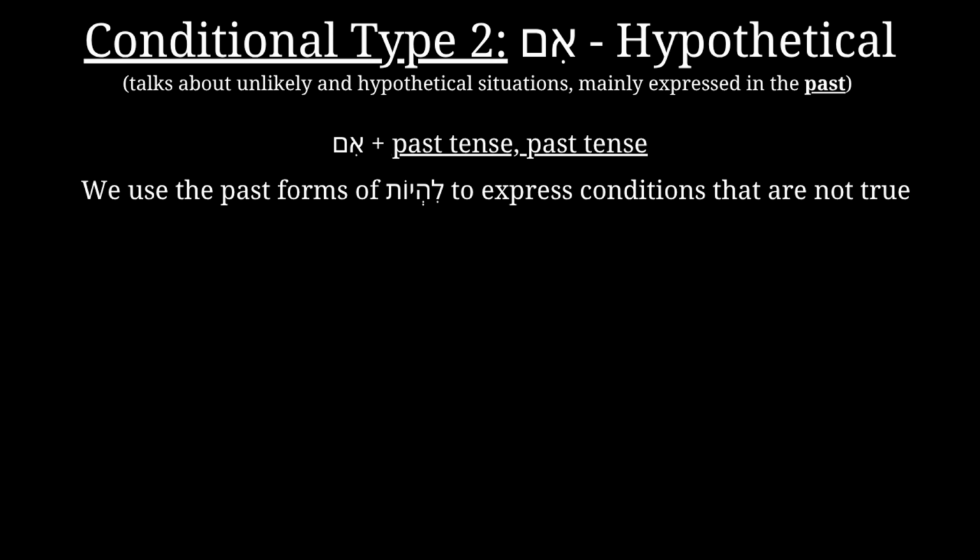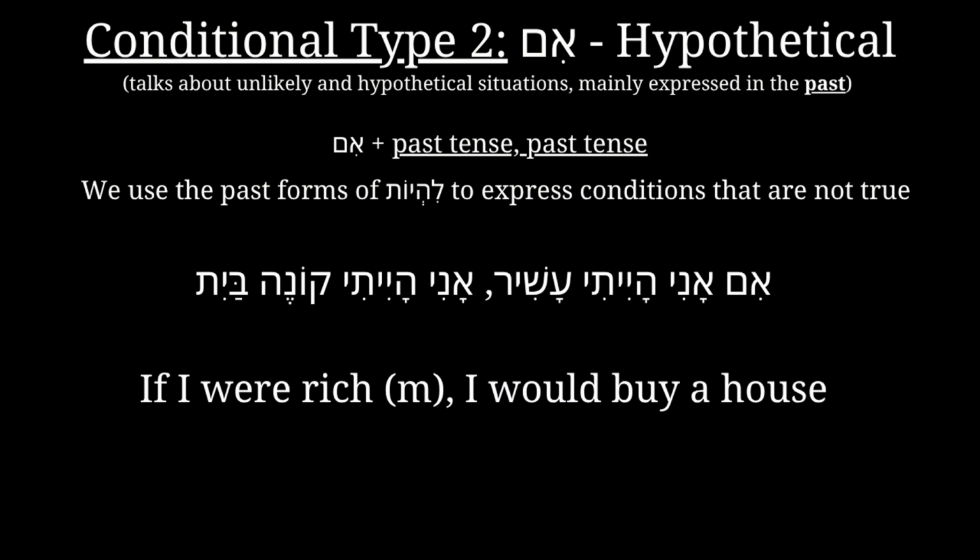Now, we can use it for conditional statements. In conditional type 2, we use the past forms of "lehiyot" to express conditions that are not true, like saying, "Im ani hayiti ashir, ani hayiti kone bayit." If I were rich, masculine, I would buy a house. That's how conditional type 2 works in Hebrew.